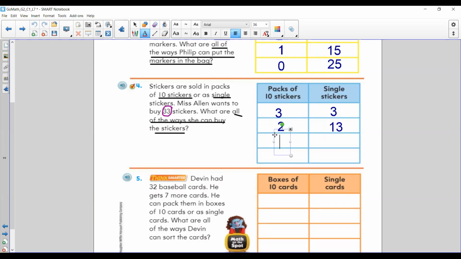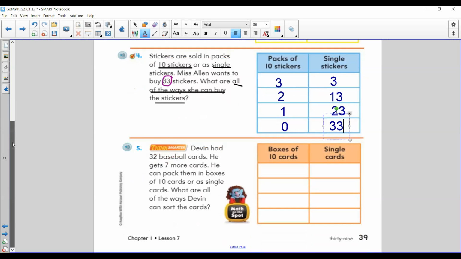And remember our pattern, we take a 10 away. So if we take a 10 away from the 2, we have 1. And we add that 10 over to the singles column. So add a 10 to 13, we have 23. So 3, 13, 23, and we're getting up there. So in our last column, if we take that last 10 away, we'll have 0. And if we add a 10 to 23, we will have 33, exactly how many she needed to buy.